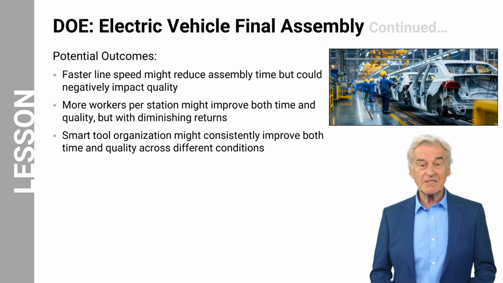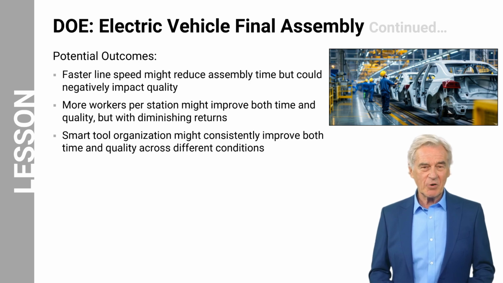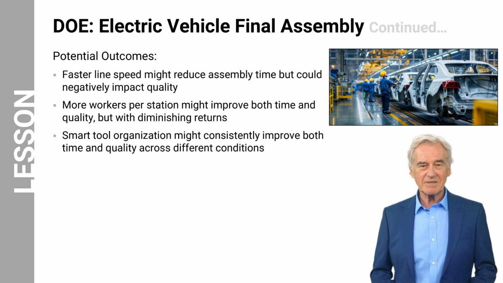Potential outcomes suggest faster line speeds might reduce assembly time, but impact quality. More workers could improve both metrics with diminishing returns, and smart tool organization might consistently enhance both time and quality. This DOE will guide the production team in balancing assembly speed and quality, ultimately improving the EV assembly process.